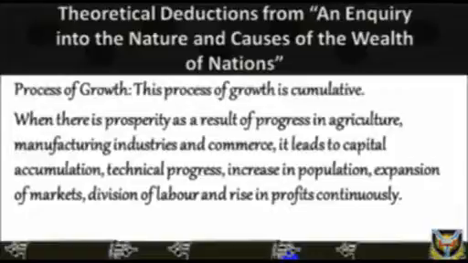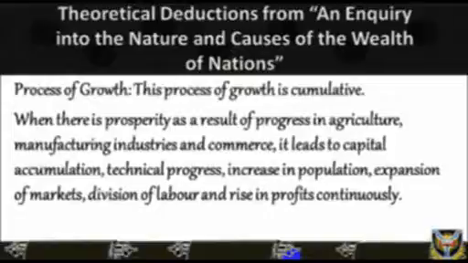6. Process of growth. According to Smith, this process of growth is cumulative. When there is prosperity as a result of progress in agriculture, manufacturing industries, and commerce, it leads to capital accumulation, technical progress, increase in population, expansion of markets, division of labor, and rise in profits continuously. All this happens in Smith's progressive state, which in reality is the cheerful and hearty state of all the different orders of the society.